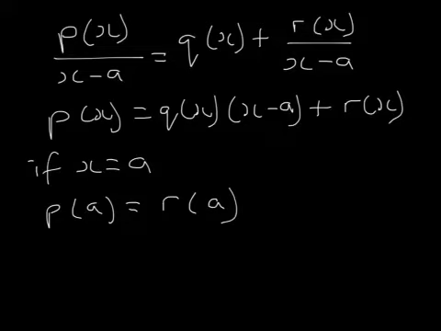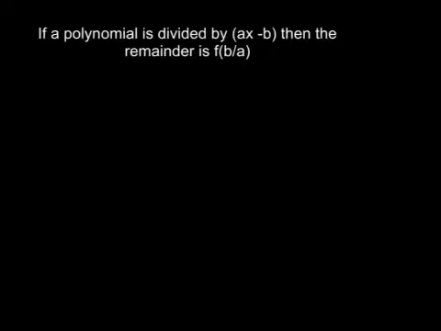Now this proof is not something that you need to be able to replicate in the exam, but you do need to know the result. And the result is this: if a polynomial is divided by ax minus b, then the remainder is f of b over a. So let's think of an example.